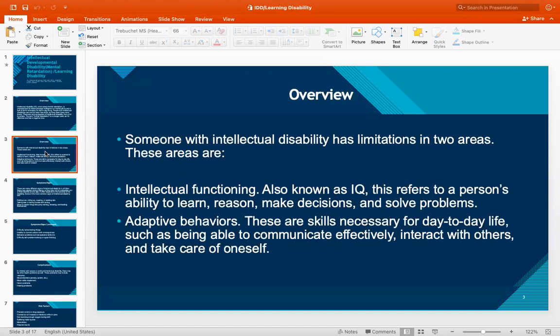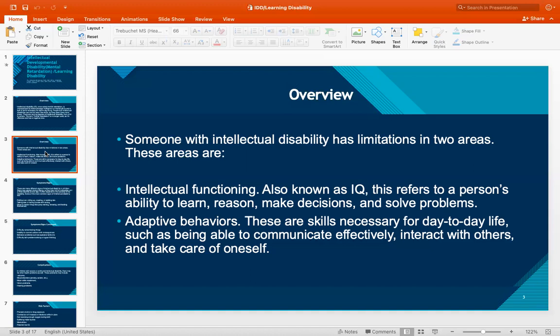But in any case, when we're talking about the IQ, it's talking about being able to learn, reason, make decisions, and solve problems on a quote unquote normal level, more like making a decision or doing things right then, versus taking time to process through it.